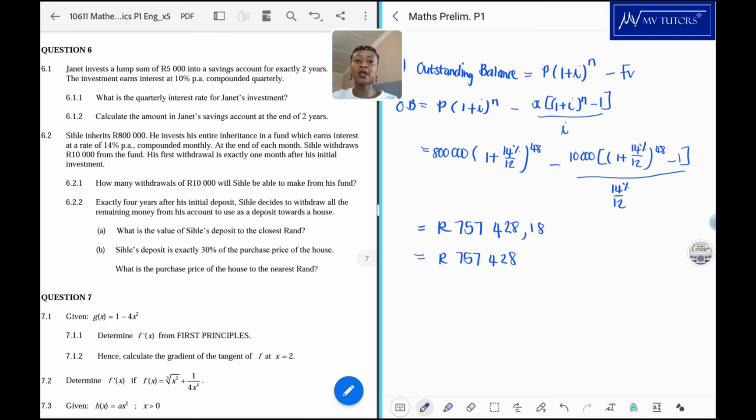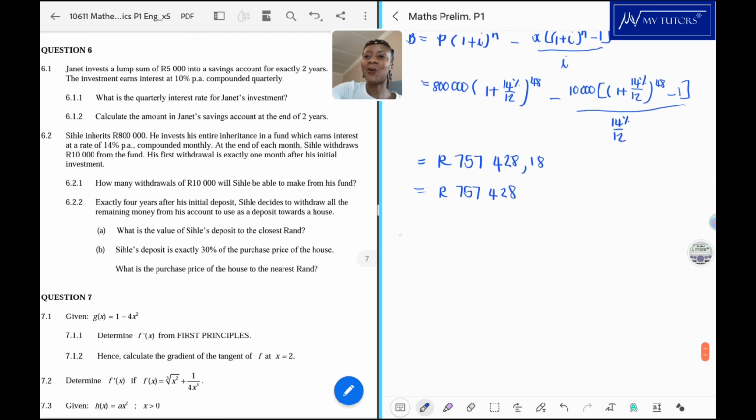As soon as you get to the exam room and they give you the paper and you start, in financial maths, most likely they will put in outstanding balance. So just write it down for yourself. Okay, so we have it. Now B, we are almost there, guys. We're almost done with question 6.